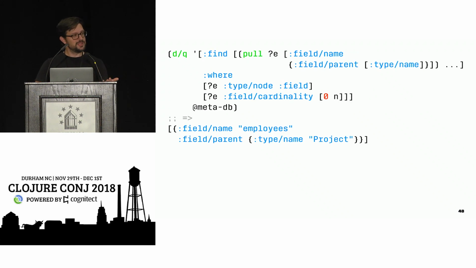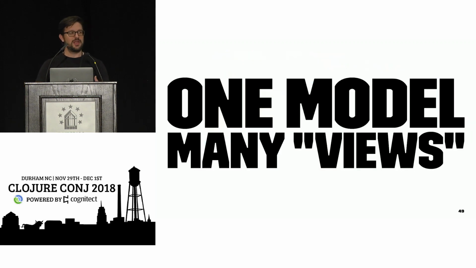Once again, because it's DataScript and you can use Pull, you can start to traverse your nodes and get not only the name of the field, but also the parent and the name of the parent. So the response here: I have a field called employees whose parent is a project. The beauty of this leads me to my third principle: one model to rule them all, and many views around this model.